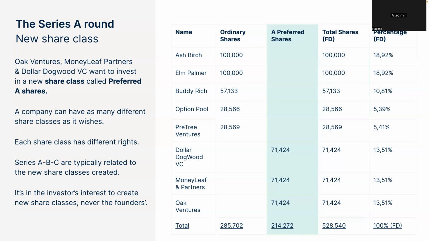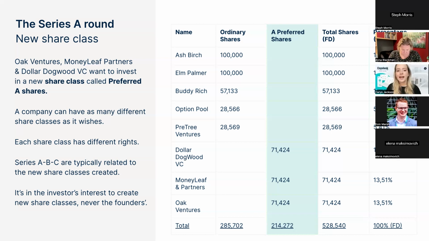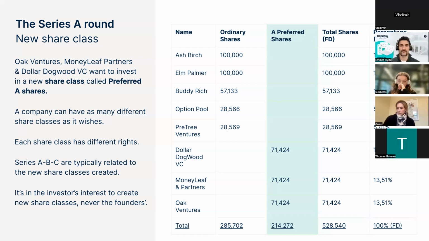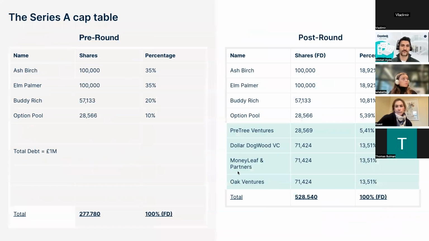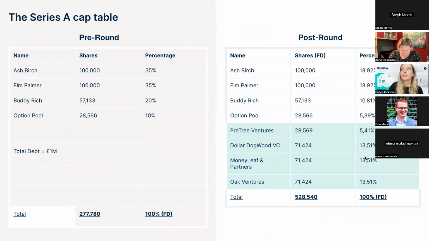But to keep things simple, they're investing into a preferred share class, and all three VCs are having shares in that share class, and the rest of the company are keeping their ordinary shares. So you can see here, we have our ordinary shares, and then we have our A preferred shares. And if we look now, we can see the before and after, and you can see how those preferred shares affect the cap table.